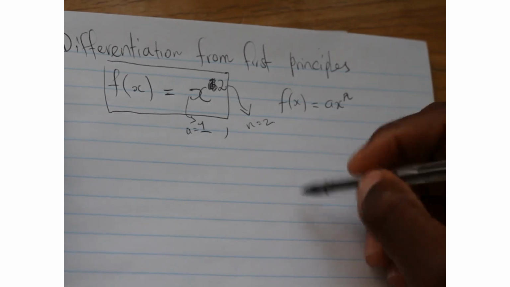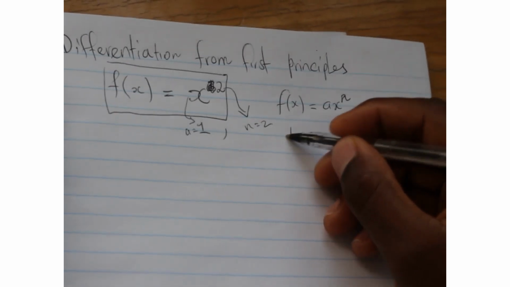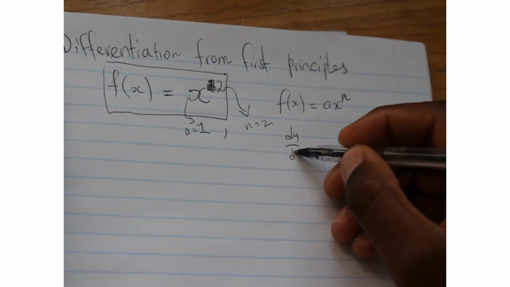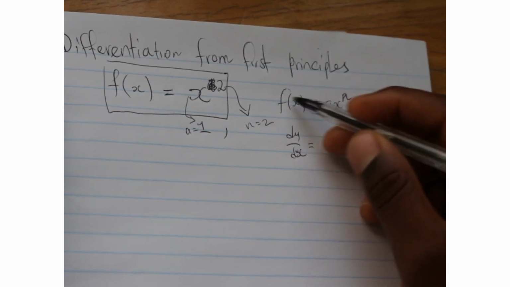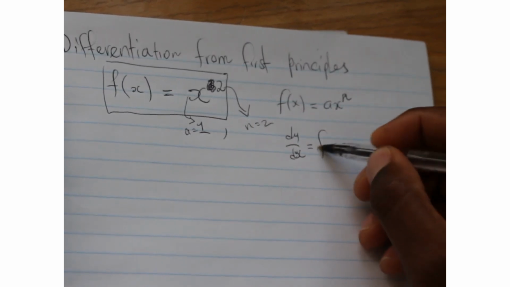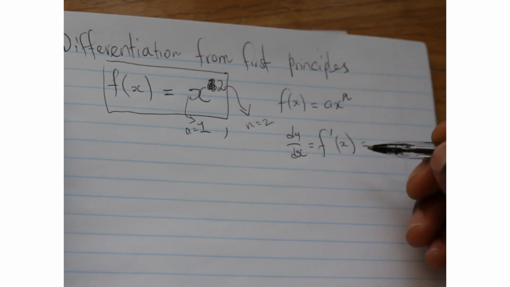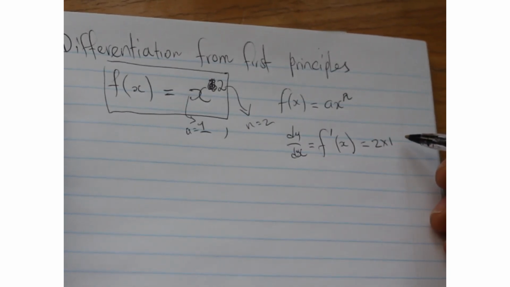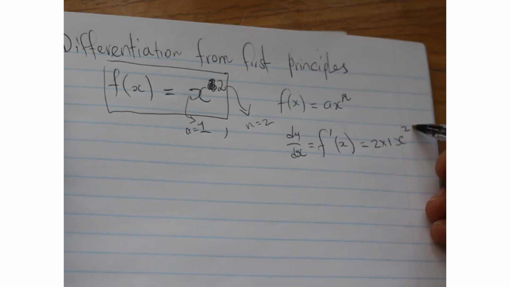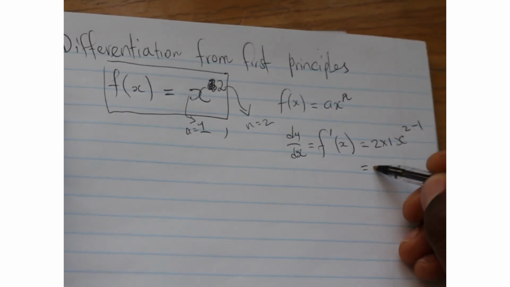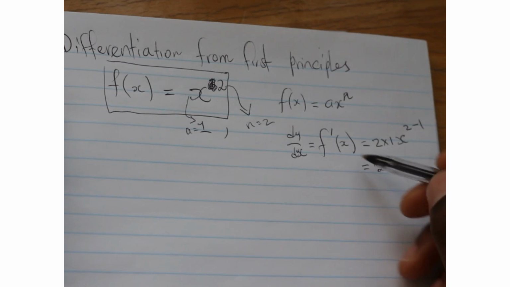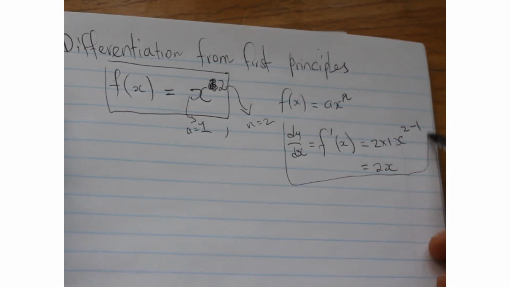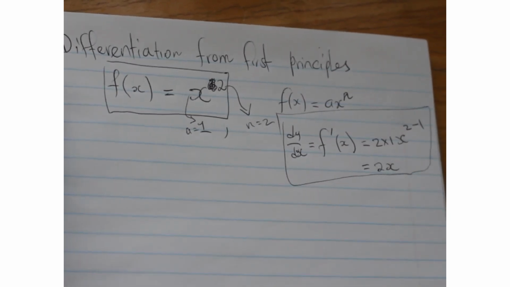So we know by making use of the rules that dy over dx, which, because we're dealing with function f, we can refer to as f prime of x, is going to be 2 times the 1, and then x to the exponent 2 minus 1. So this becomes 2x. This is what we get when we're using the rules of differentiation, but this is the exact same answer that we should get when we are using first principles.